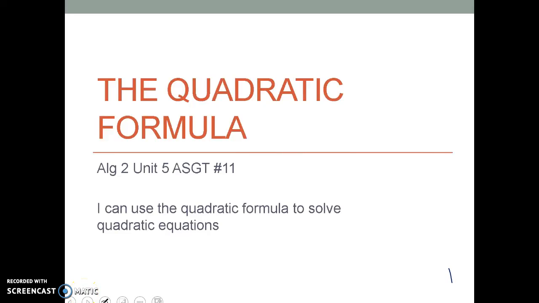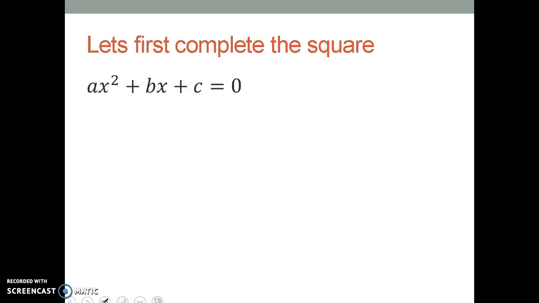So we're going to start today with the quadratic formula. And so we're going to start by first talking about where the quadratic formula came from. So we're going to talk about a quadratic equation in standard form, and we're just going to simply go through the process of completing the square.